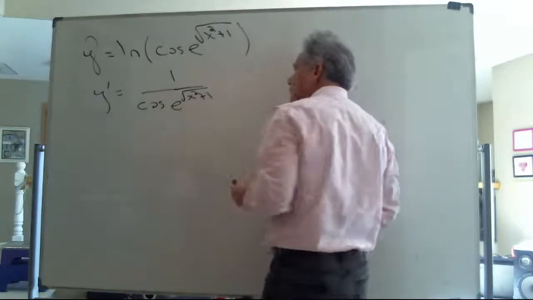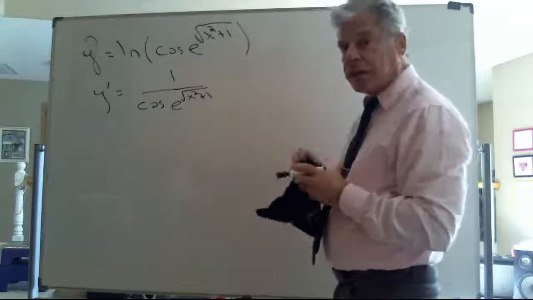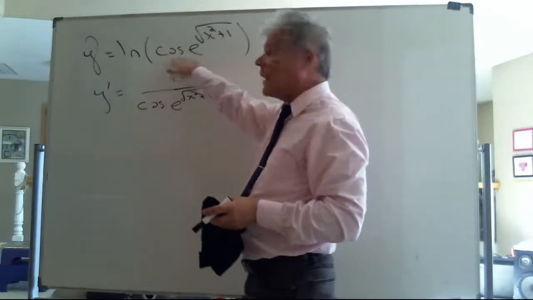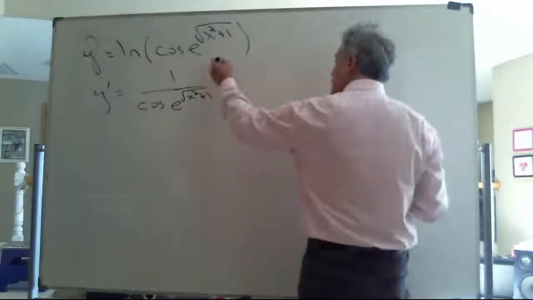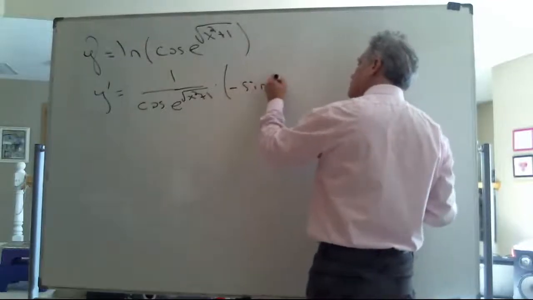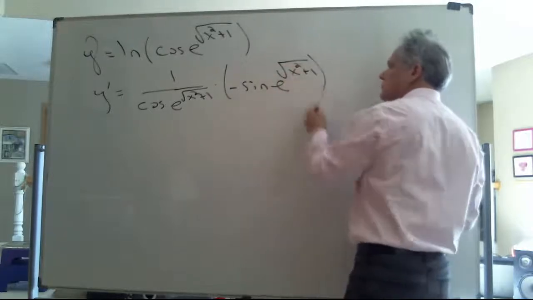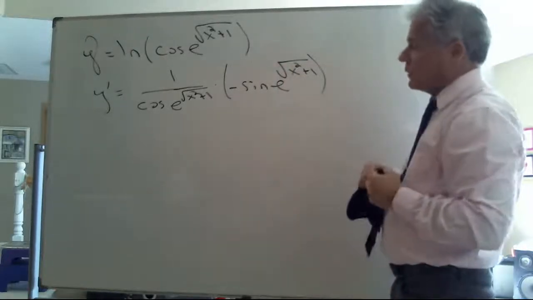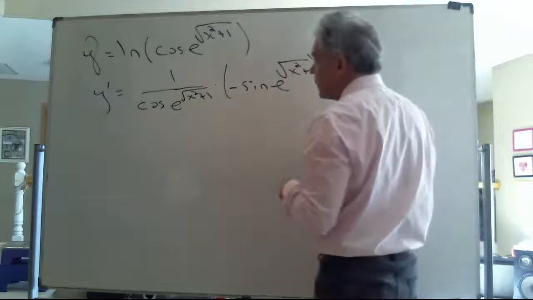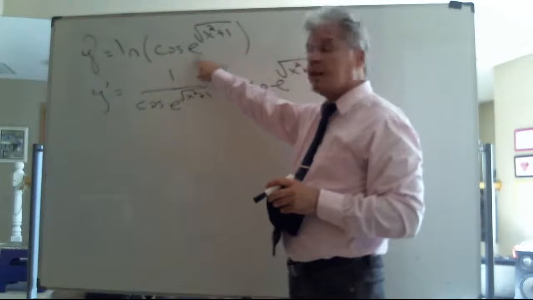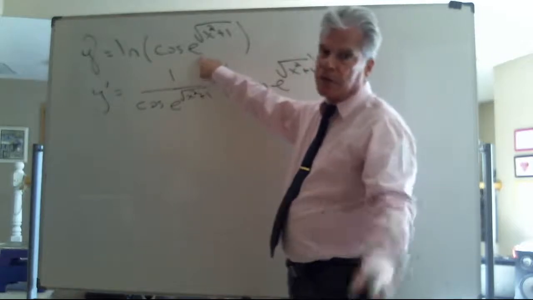But the chain rule says multiply that by the derivative of the next outermost function, which is a cosine function. So to differentiate cosine of anything, I get the negative sine of that thing. Next on my list, the chain rule says now multiply by the derivative of what the heck you were taking the cosine of. Well, that was the exponential function.